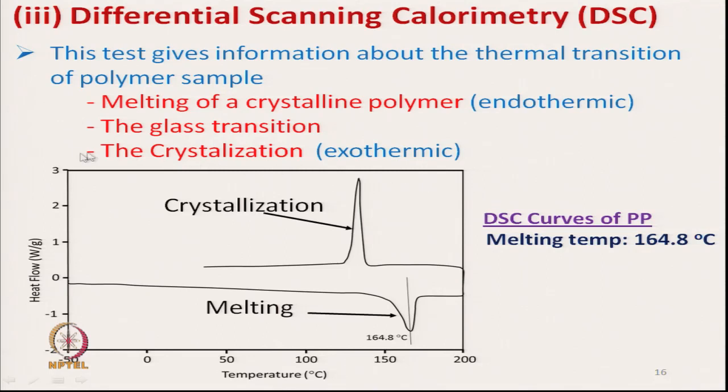From this DSC curve, this typical curve is for polypropylene. Here we can see the endothermic point is at 164.8 degrees Celsius, which shows the melting point of polypropylene, or for this particular polypropylene it is 164.8 degrees Celsius.